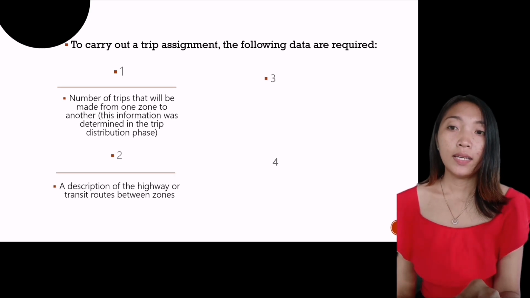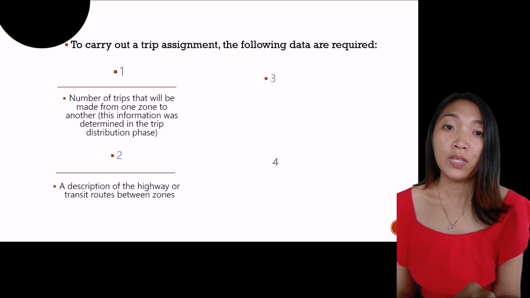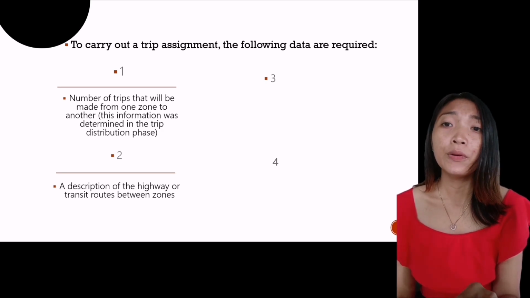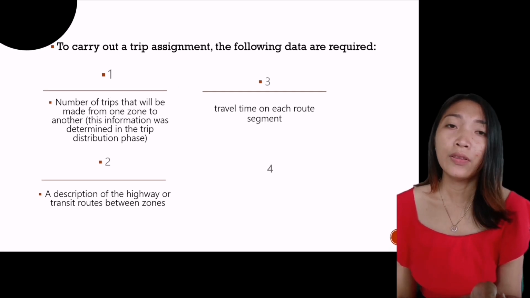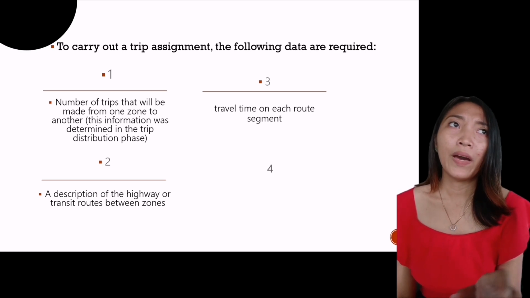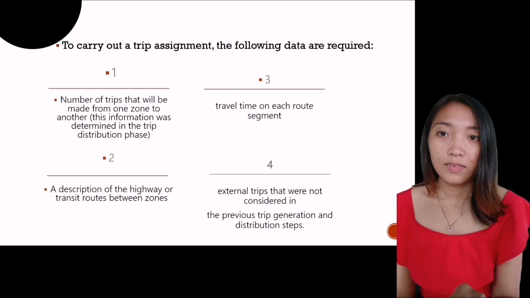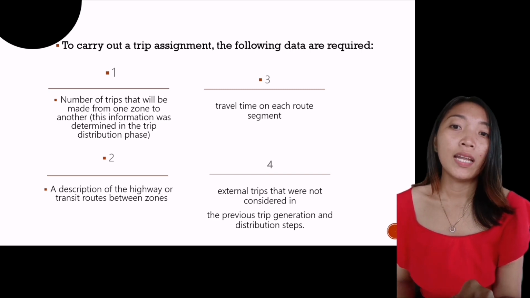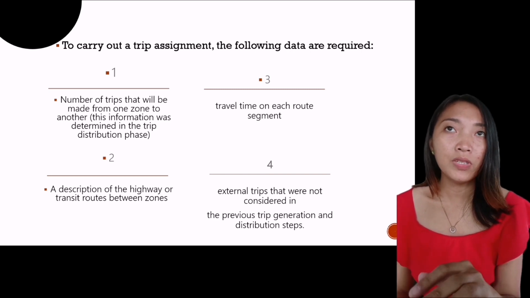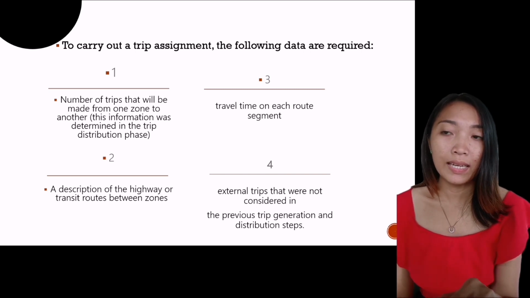Then the second one is a description of the highway or transit routes between zones. Ikatulo is the travel time on each route segment. Importante jud kay nato mahibaw-an kung unsa kadugay ang pagbiyahe ana nga adalan. And then the fourth and last data that we need is the external trips that were not considered in the previous trip generation and distribution steps. So katong mga wala na consider dito sa previous steps, diri nato na siya kinahanglanon kaayo.